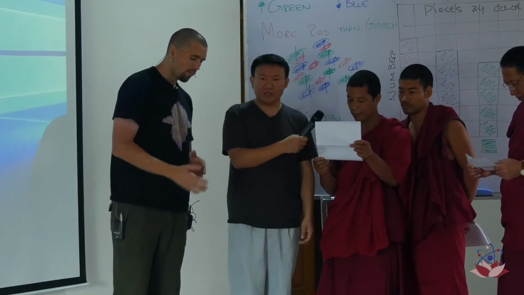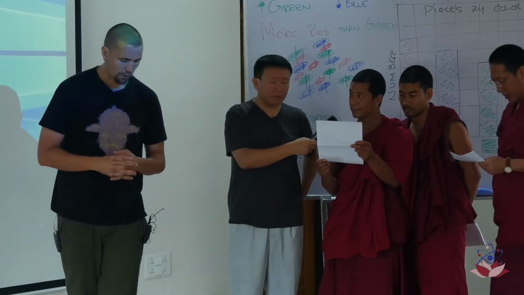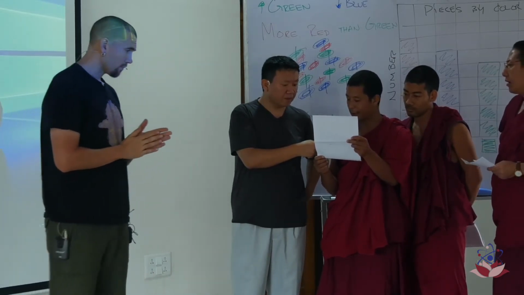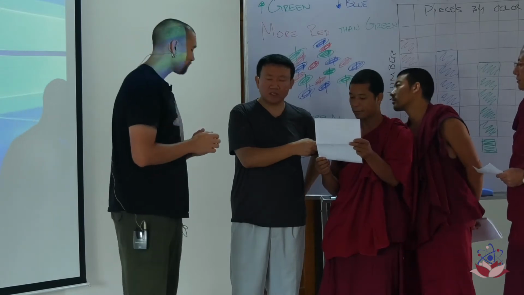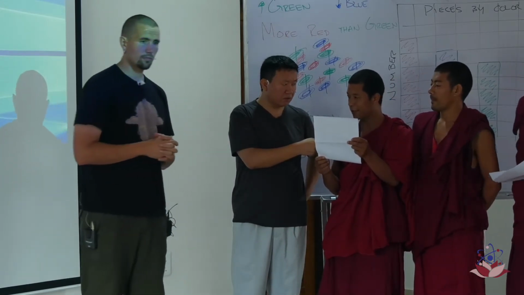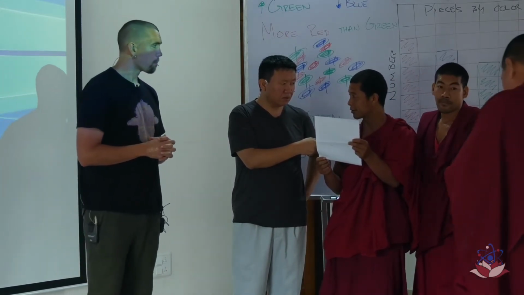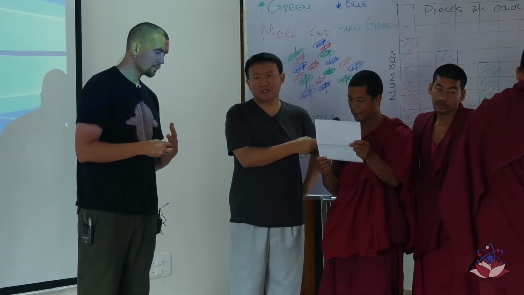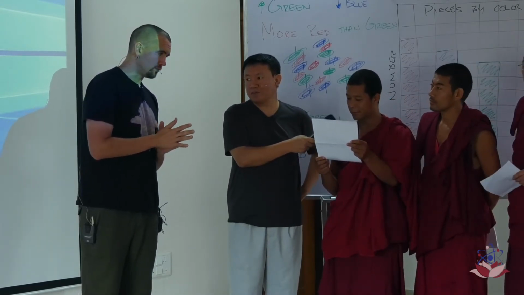So they hypothesized that yellow would be the most. Okay. And they got 61 yellows. They hypothesized that yellow would make 5% of the population.